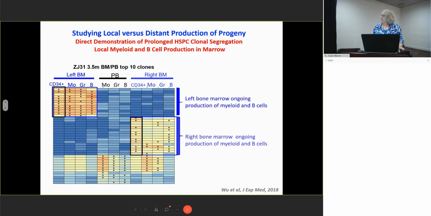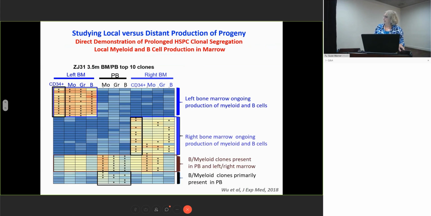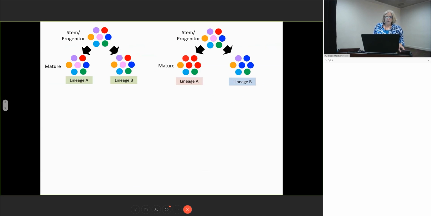And then, not surprisingly, we can show local production of myeloid and B cells, the same clones on the right as the CD34 positive cells on the right, and on the left, the same clones as the CD34 positive cells. Anyway, so this is just another potential application of this kind of approach. This is just a summary of the kind of things you could think about doing with this approach, which may or may not apply to some of the questions that you're asking in HIV.